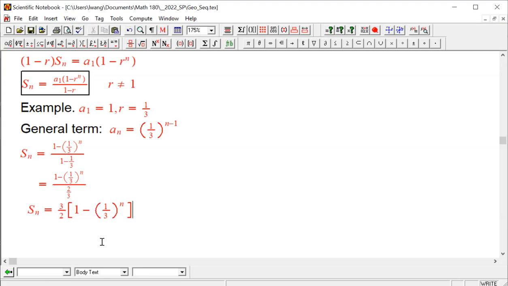Done. You will use quite a bit of this in Calc 2, about the partial sum of a geometric sequence. And by now, I think we can close this section on geometric sequences. Thank you for watching.